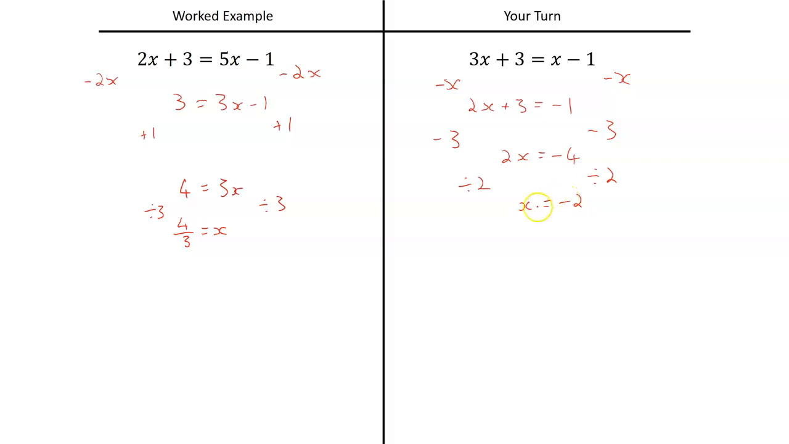Remember, you can substitute in. I could have substituted in here. It makes it a bit trickier when it's a fraction, but you can still do it. But this one's relatively simple. So let's check. Negative 2. 3 times negative 2 is negative 6. Plus 3 gives me negative 3. Again, negative 2 subtract 1. That gives me negative 3. My two sides are equal, which is what I was after, so I know I've got it correct.